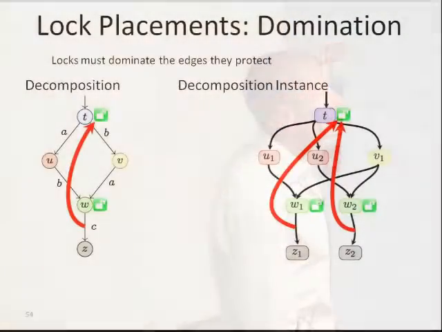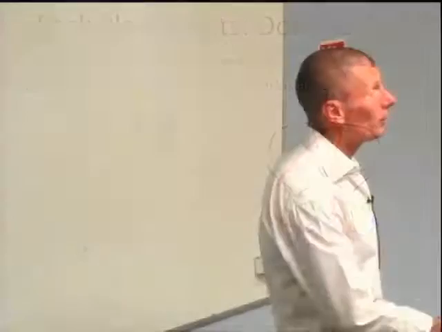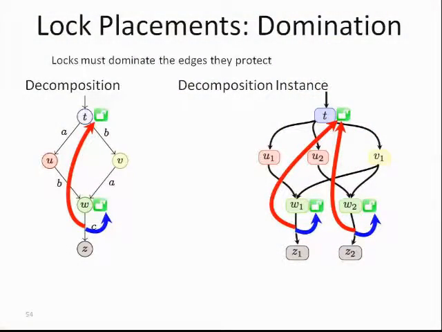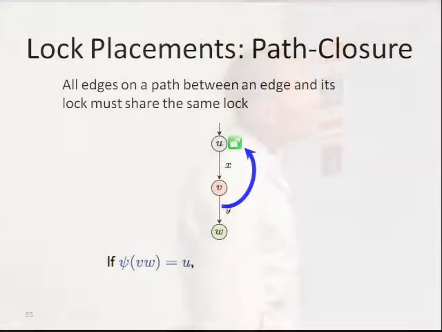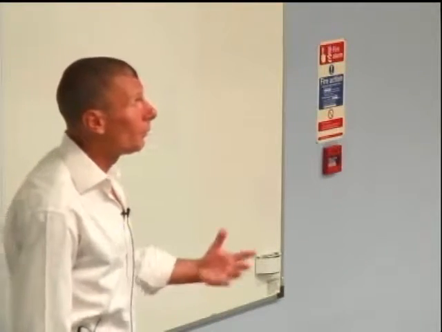So you see here, I can attach only to the node which dominates, because otherwise I'm going to have some problem, in particular when I handle queries. So I'm restricting the locking even further. I'm also restricting something which is called path closure, which is reasonable: edges on the path between edges' locks must share the same lock.